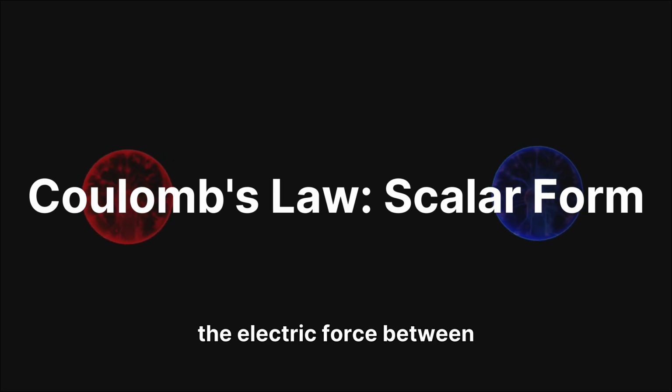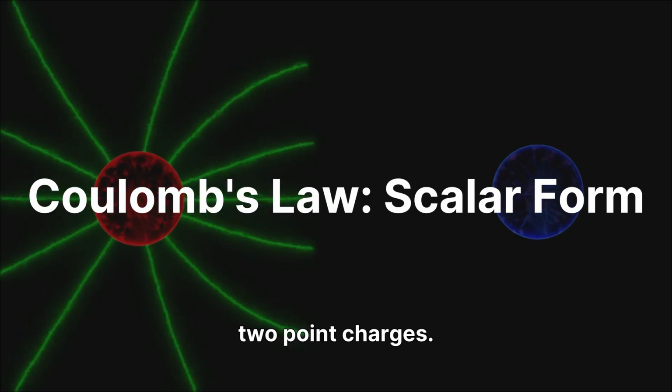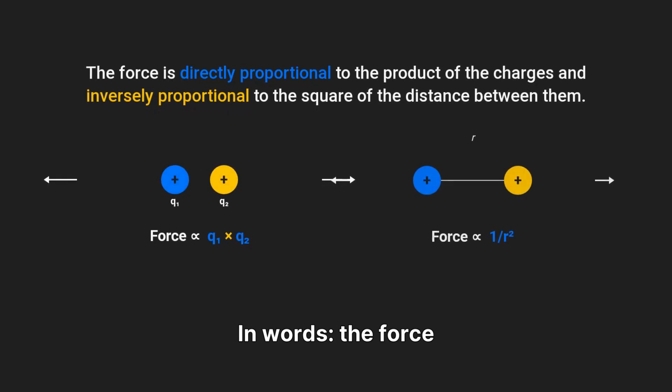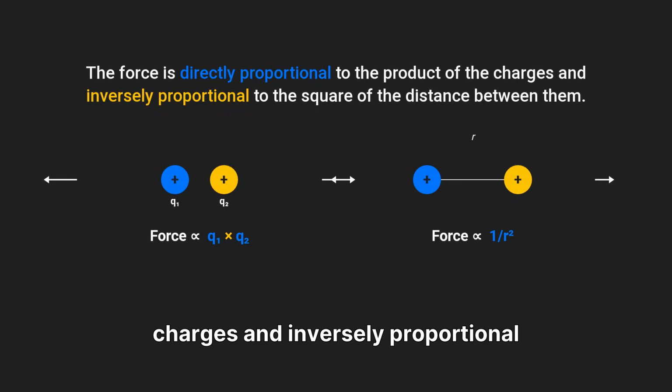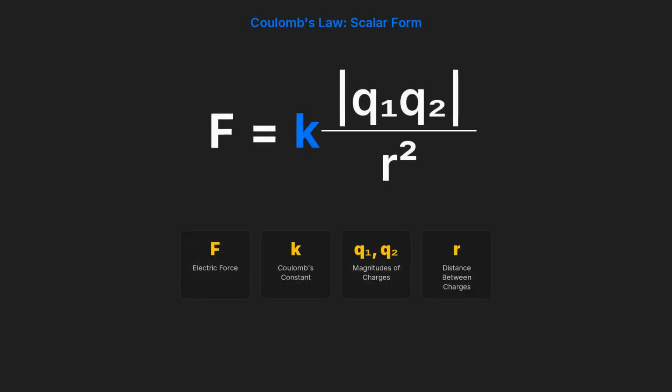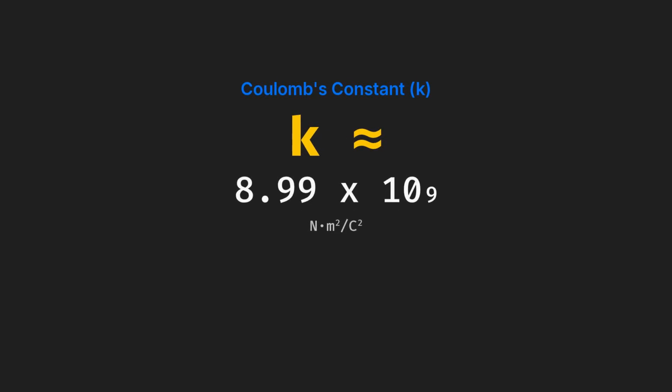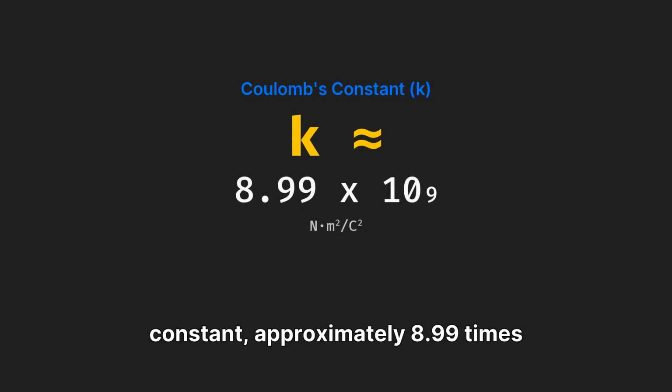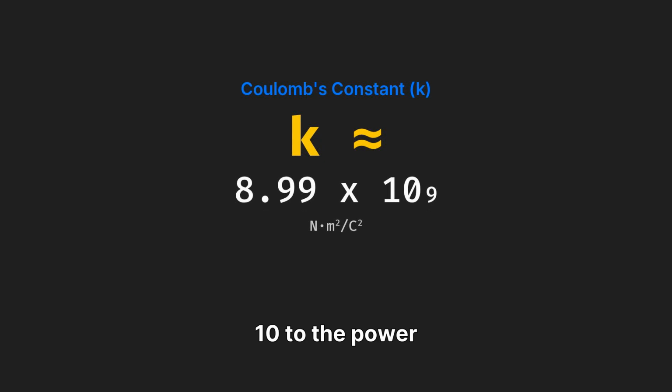Coulomb's law tells us the electric force between two point charges. In words, the force is directly proportional to the product of the charges and inversely proportional to the square of the distance between them. Mathematically, in scalar form, it is expressed as F equals k times the absolute value of q1 times q2, all divided by r squared. Here, k is Coulomb's constant, approximately 8.99 times 10 to the power of 9 newton meters squared per coulomb squared.